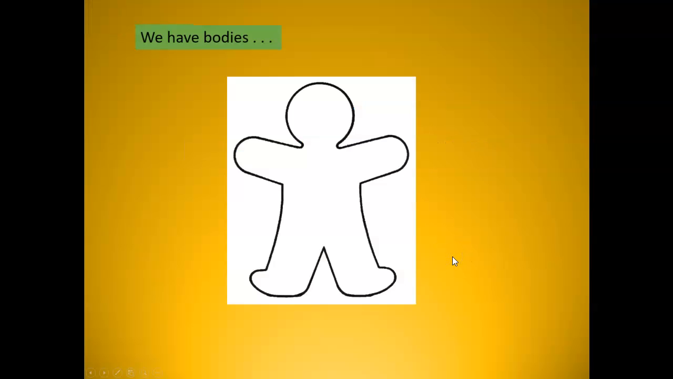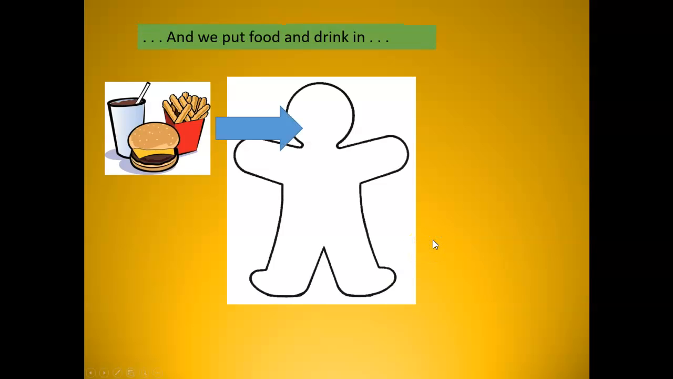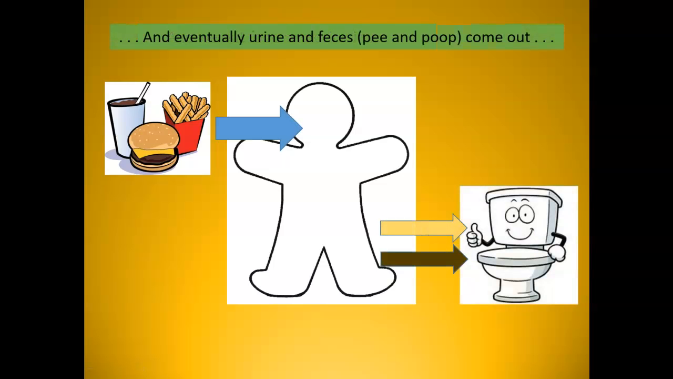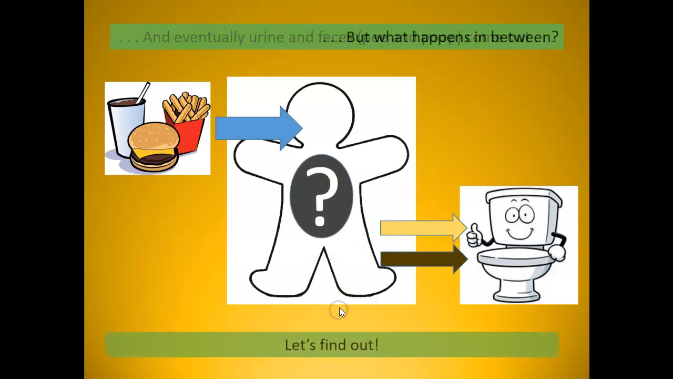So actually, starting off with everything, we've kind of got our bodies, right? We know we have bodies, and we know that we put food and drink into our bodies, and the stuff eventually comes out, like poop and pee, or urine and feces, right? And so the question we're looking at today is, what's going on in between, right? So let's see if we can figure out how that happens.